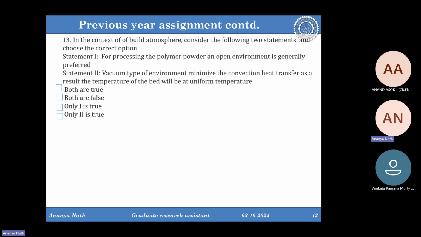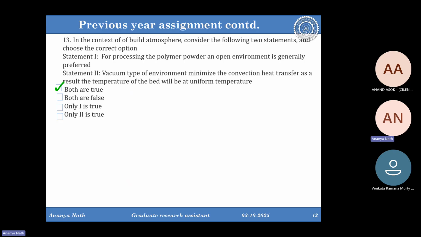Next, in the context of build atmosphere, statement 1: for processing polymer powder, an open environment is generally preferred. Statement 2: vacuum type environment minimizes the convection heat transfer, as a result of which the temperature of the bed will be uniform. Both are true. Vacuum is achieved because of the electron beam, but as vacuum is there, it minimizes the convection heat transfer. As a result, the temperature of the bed will be uniform.